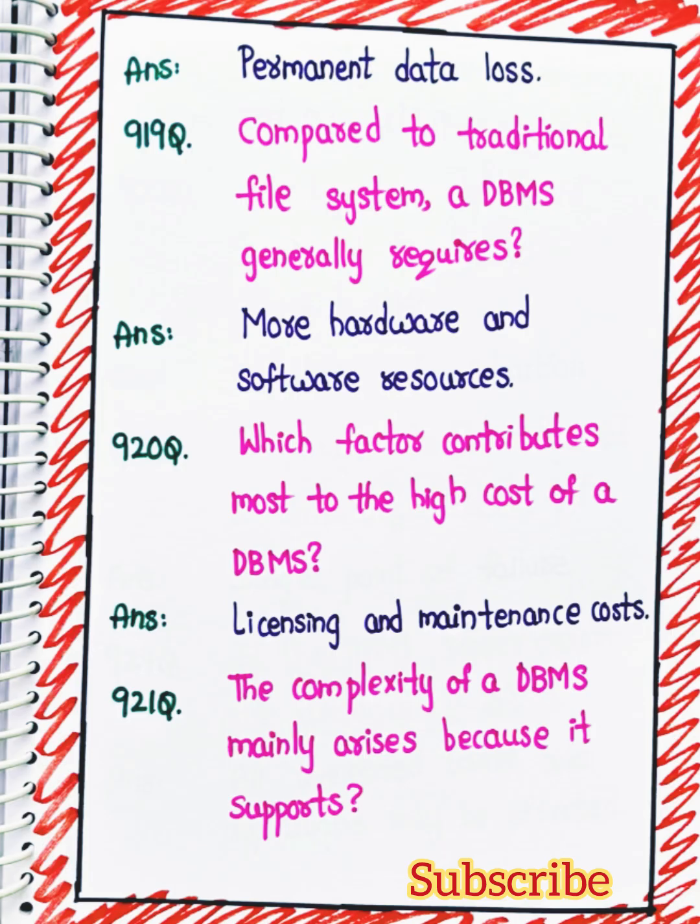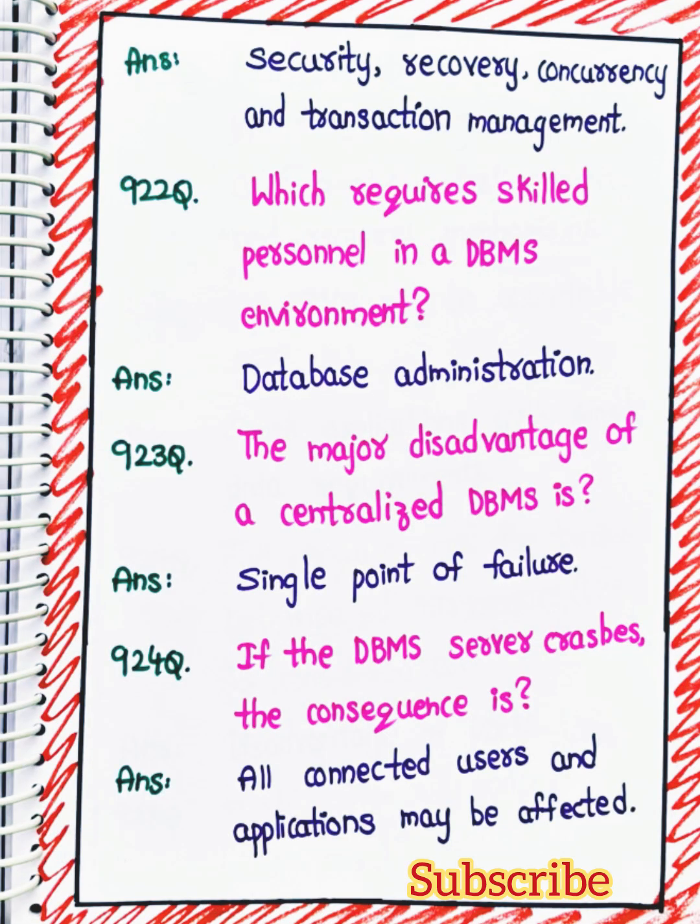Which factor contributes most to the high cost of a DBMS? Licensing and maintenance cost. The complexity of a DBMS mainly arises because it supports security, recovery, concurrency, and transaction management, which requires skilled personnel in a DBMS environment. Database administration. The major disadvantage of a centralized DBMS is single point of failure.